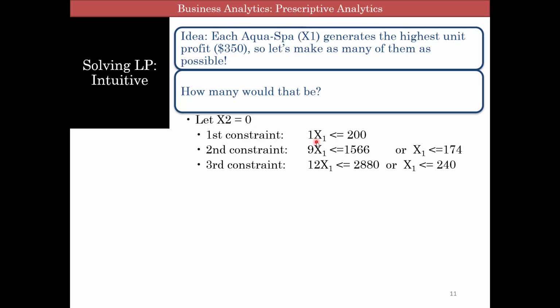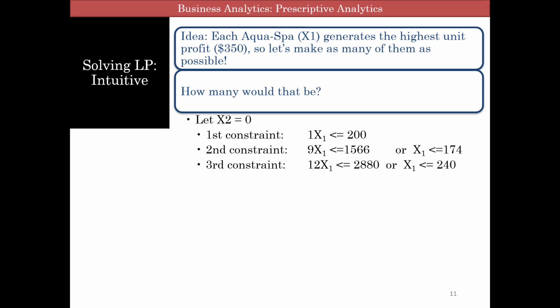And therefore then we look at all the constraints. If x2 is 0, x1 is less than 200. And then second constraint, which is your second equation, 9x1, because x2 is 0, is less than 1566. That gives us x1 is 1566 divided by 9, that's 174. And then 12x1 is 2,880, right?